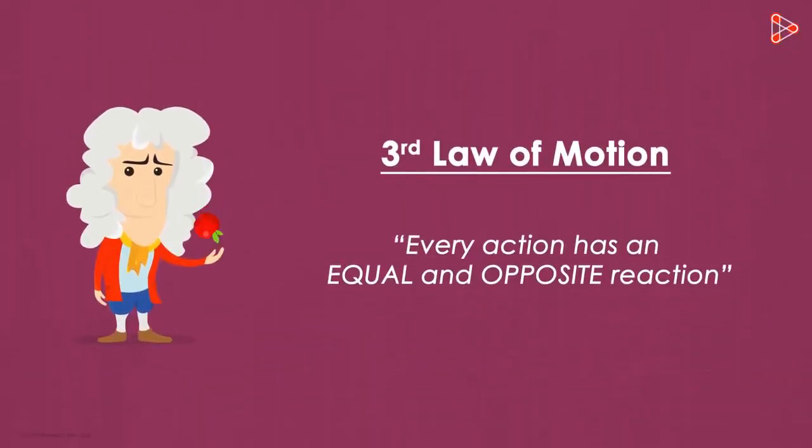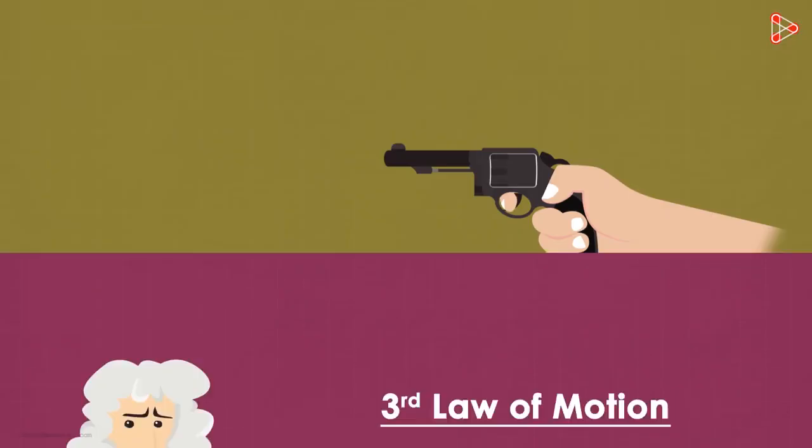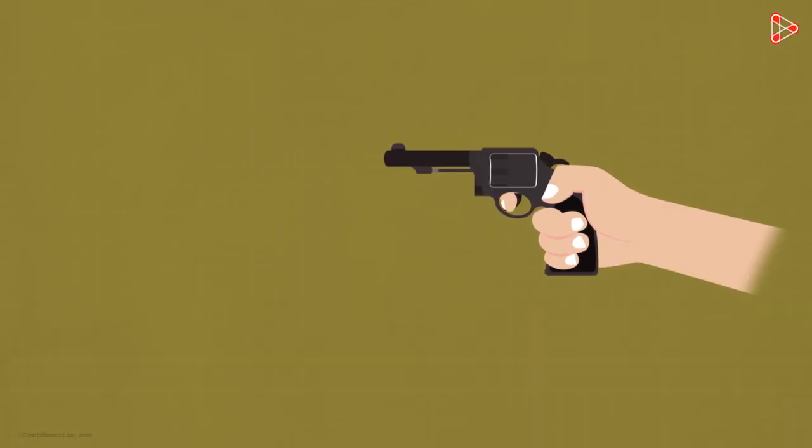We take one last example to understand something very interesting about the third law. What happens when a gun is fired? You're right, it exerts a forward force on the bullet. And the bullet exerts an equal and opposite reaction force on the gun. And this shows up in the recoil of the gun. A perfect example of Newton's third law.